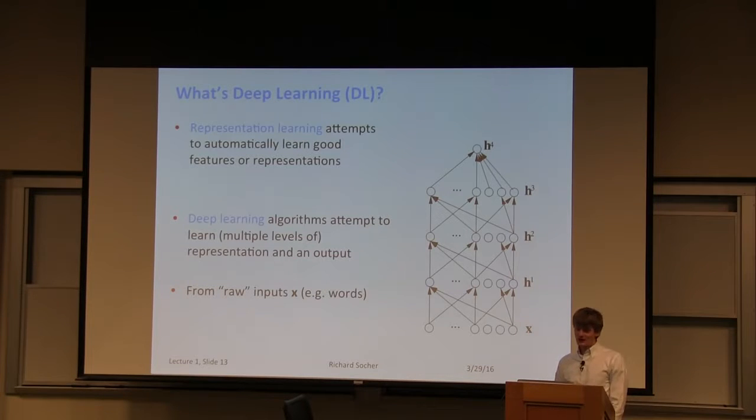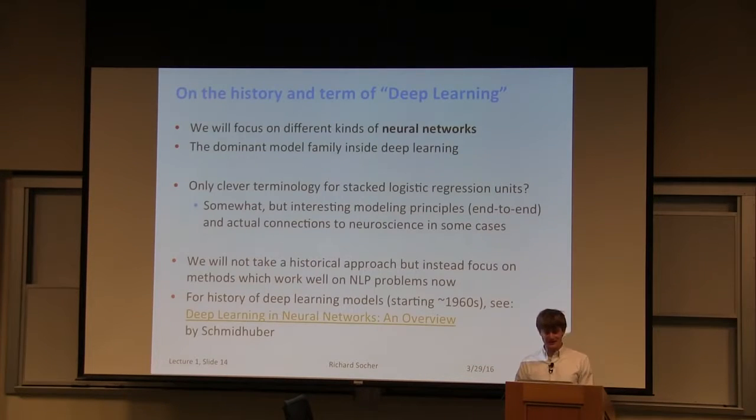All right, so a little bit on the history and the term of deep learning. Deep learning actually also includes a lot of so-called graphical models and probabilistic generative models. We will not focus on those. We will focus the entirety of the class on the neural network family, which is really now the dominant model family inside the field of deep learning in research as well as in industry.